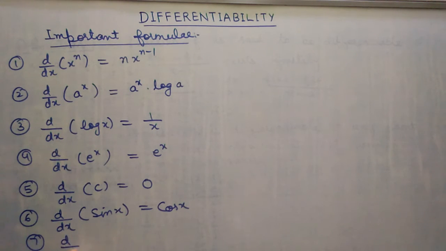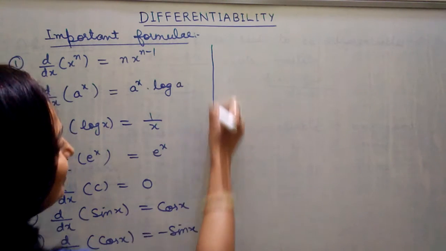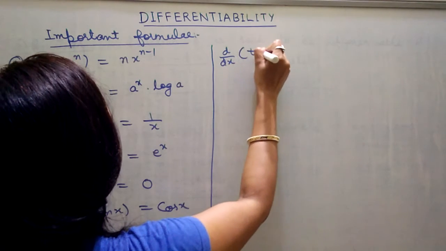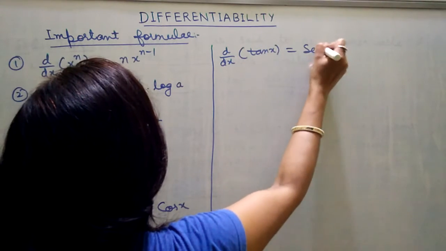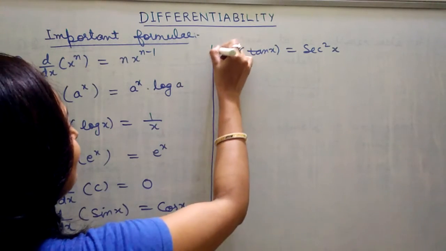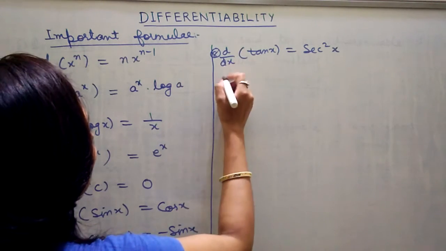Derivative of cos x, that is minus sin x. Okay. Derivative of tan x, that is secant square x. That is the 7th and 8th formulas. Now come to the 9th.